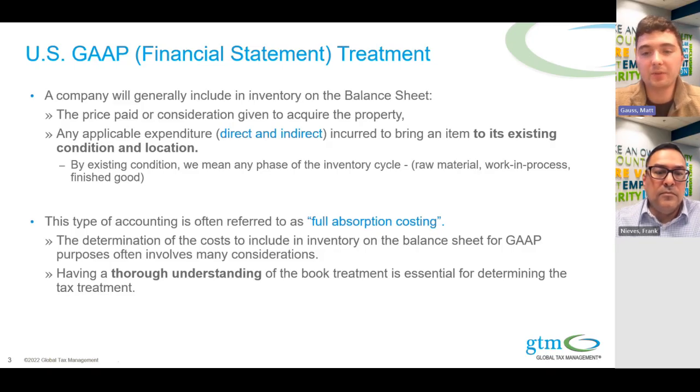To appropriately apply the UNICAP rules for tax purposes, one must understand how inventory is being accounted for under US GAAP or book purposes. Information on the book capitalization methodology can be obtained from a review of prior work papers, a company's inventory capitalization policy manual, and interviews with inventory or cost accounting personnel, among other sources.